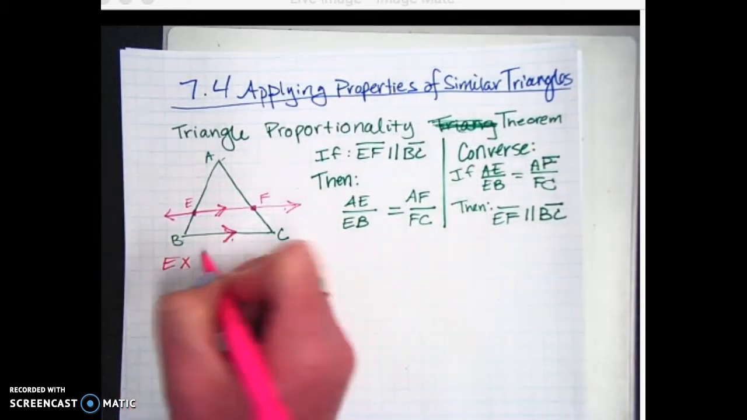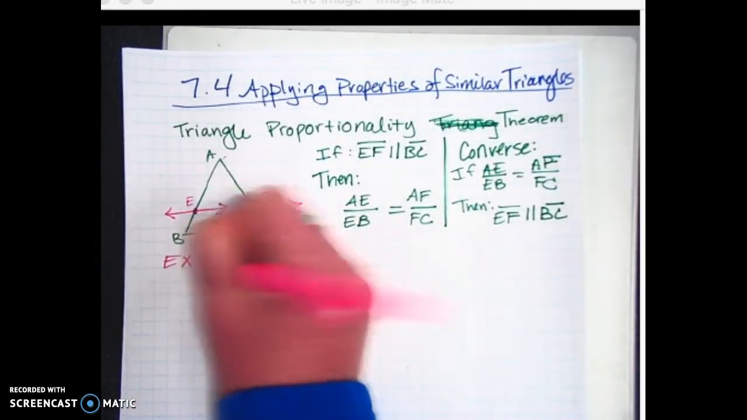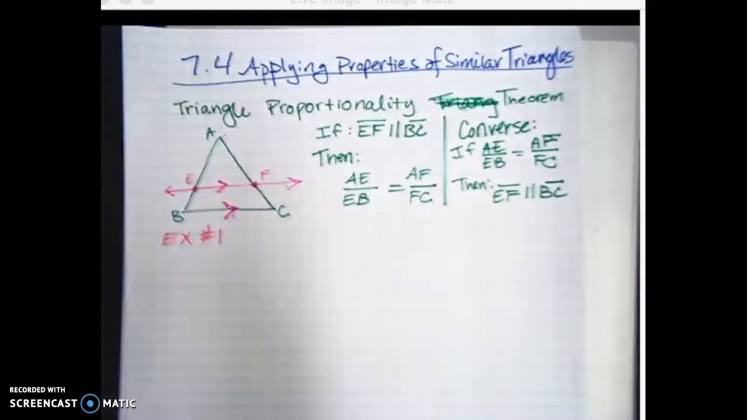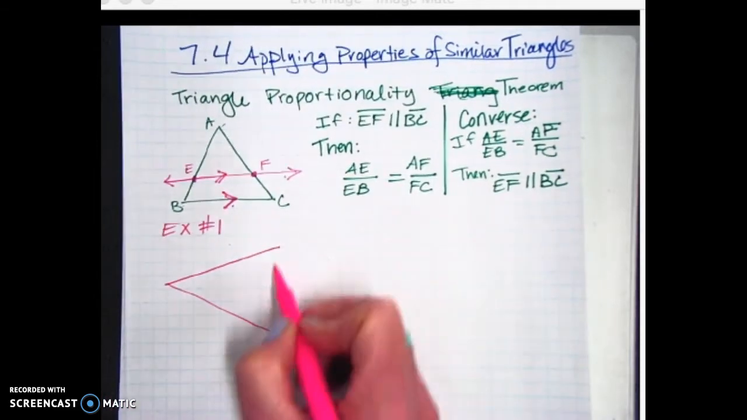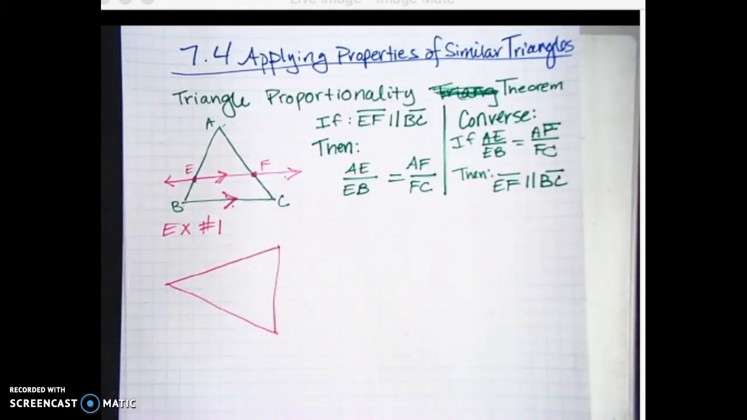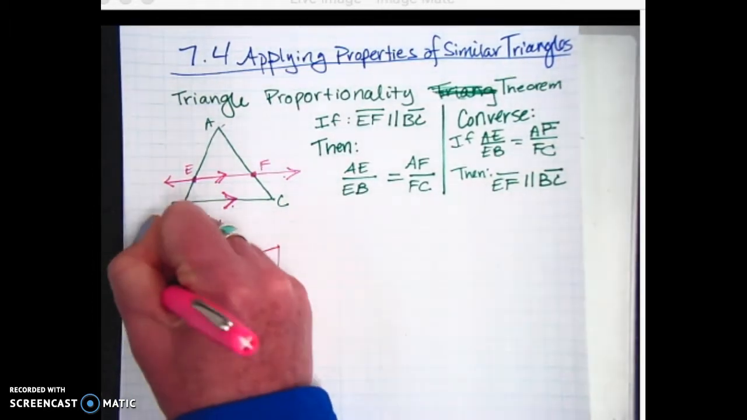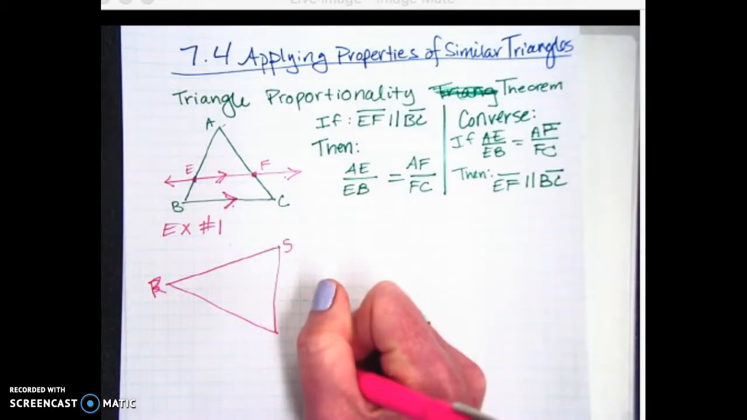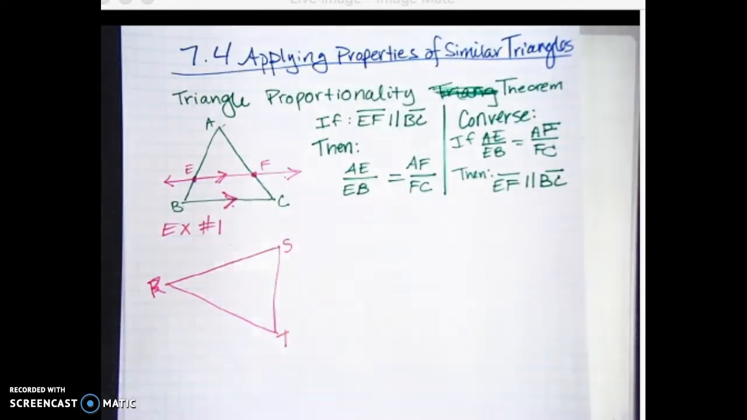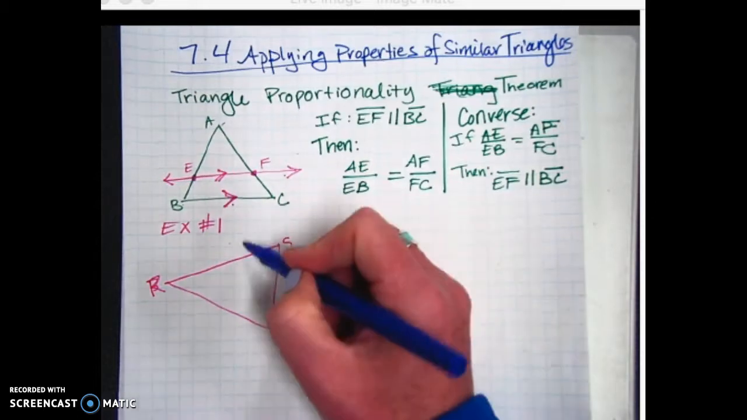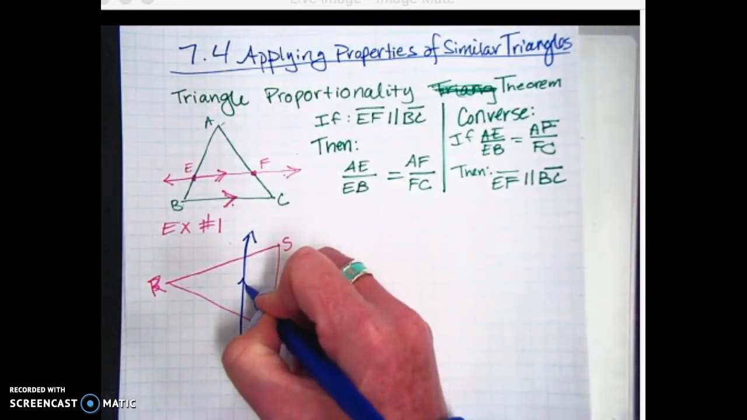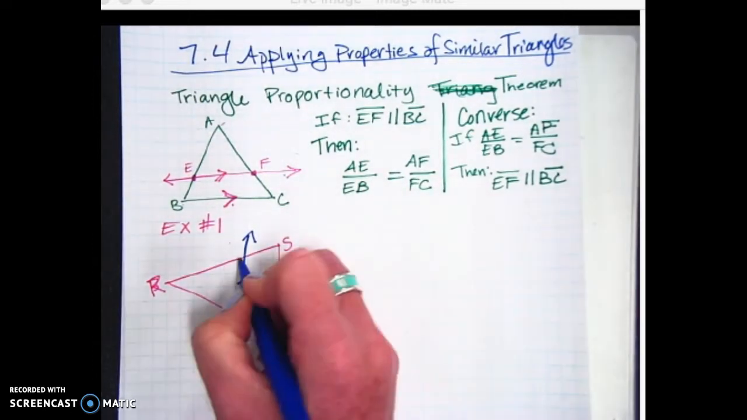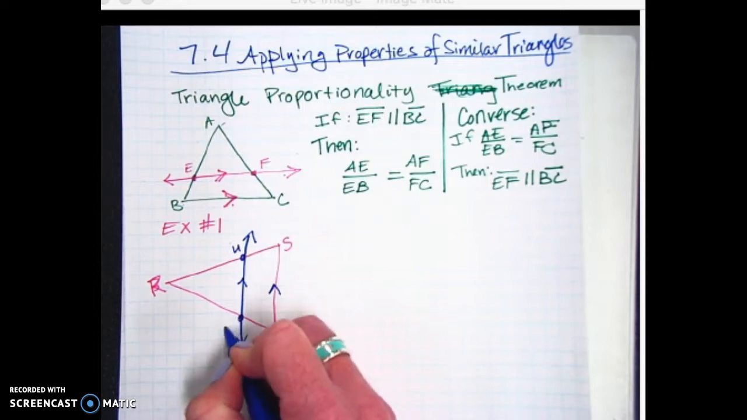So here's what a problem with some numbers and some variables in it is going to look like. All right, so example number 1. You're going to have a triangle. I'm going to try and throw you off a little bit by drawing the triangle crooked. Okay? But you guys got this. We'll call this triangle RST. We're going to intersect it with a line right here. That line just so happens to be parallel. The intersections we'll call U and V.